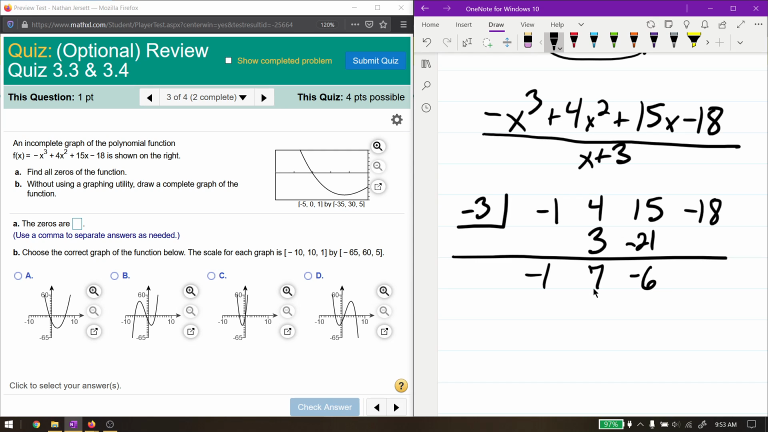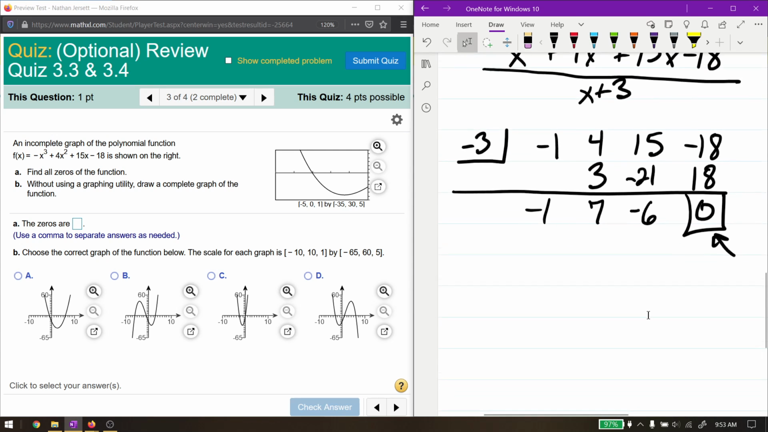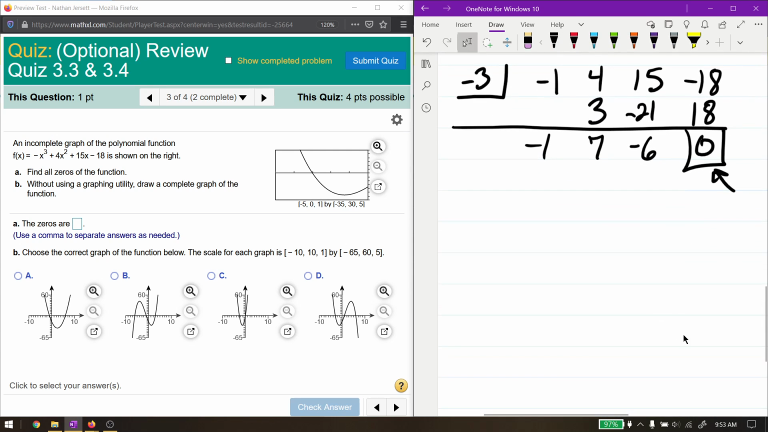And -6 times -3 is +18. Add going down, we get 0. And this proves to us that yes, we did this correctly. This is a factor because we get a remainder of 0. It divides evenly. And what remains, well, we went from a cubic, now we have a quadratic: x squared, x, and then x to the 0, or just no x there. We get -x squared plus 7x minus 6.